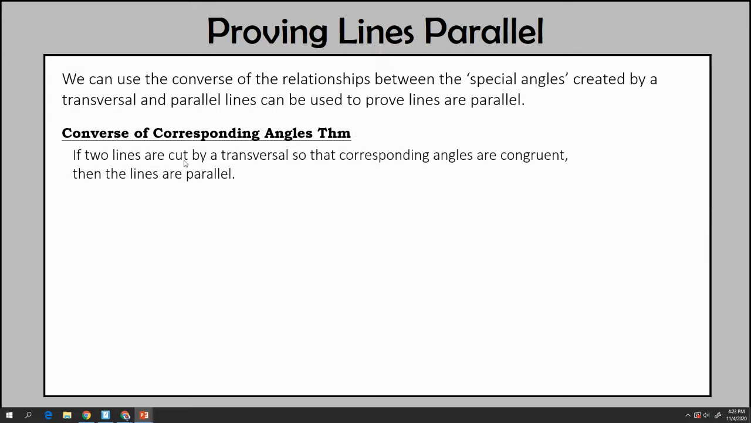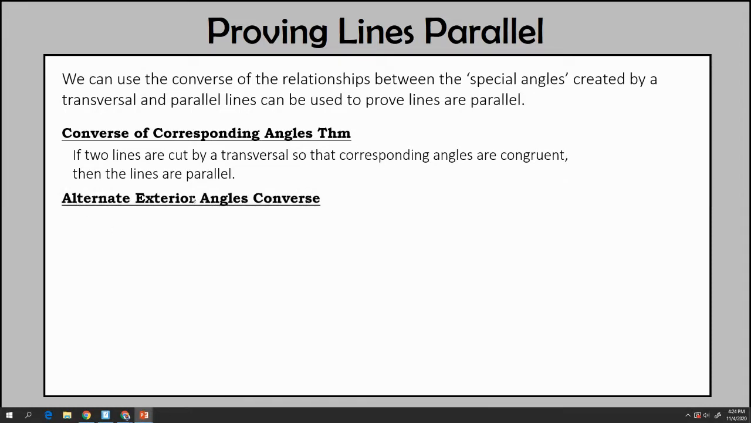This says if two lines are cut by a transversal so that corresponding angles are congruent, then the lines are parallel. If you remember, what we said about corresponding angles initially was if lines are parallel, then corresponding angles are congruent. What we're now saying is the converse, that if corresponding angles are congruent, then we can now conclude lines are parallel. And you'll see how we abbreviate this and use it in proofs.